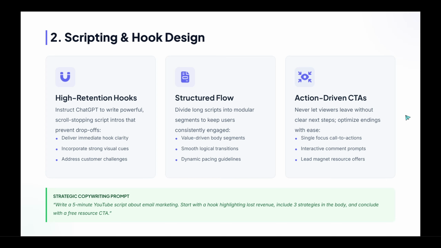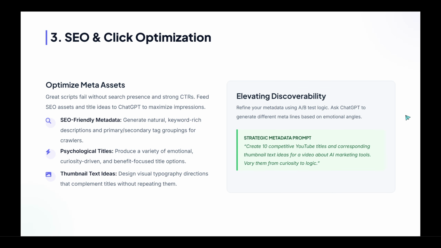Write a 5-minute YouTube script about email marketing with a strong hook and call to action. If the first draft isn't in your voice, ask for rewrites with a specific tone, length, or audience level. You can also request multiple hook options to test which one keeps viewers watching longer.